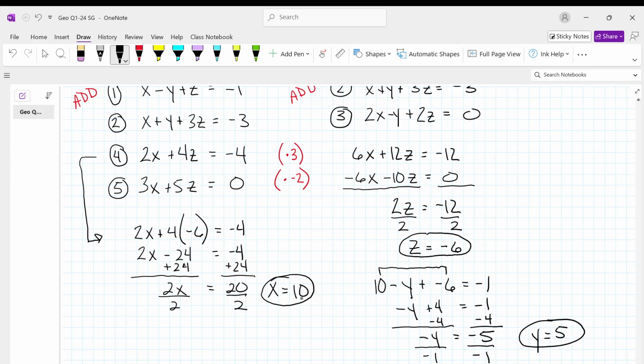So those are the three solutions for that system. And it would be listed again like this. Our x is 10, our y is 5, and our z is negative 6. All right, so any questions on solving a system with three variables?